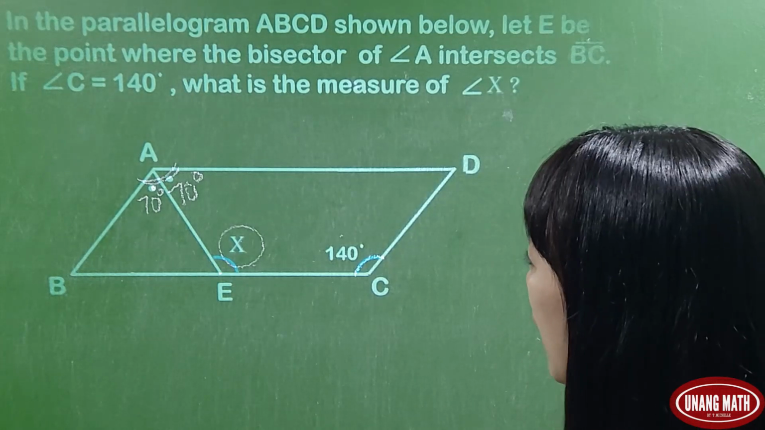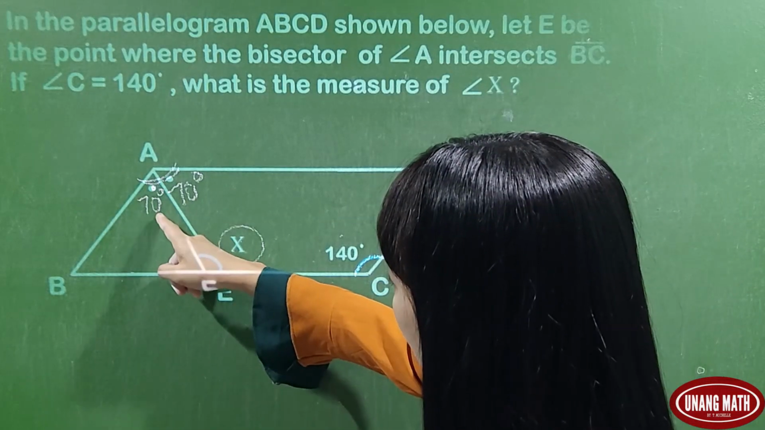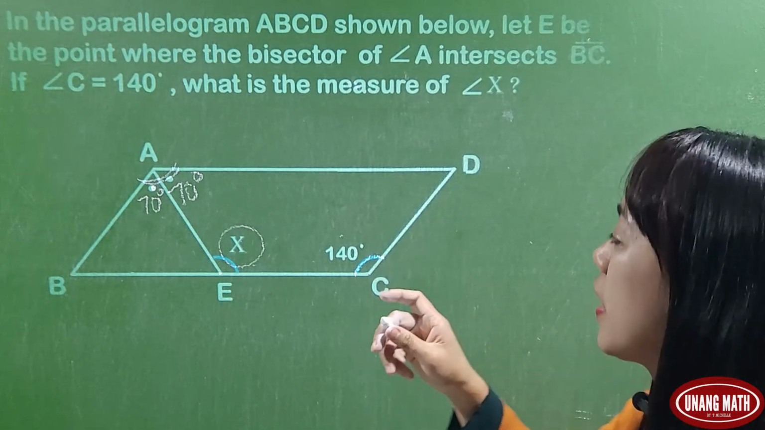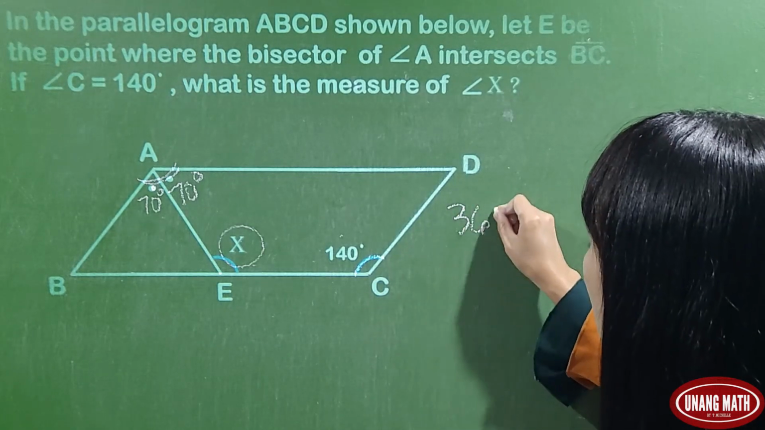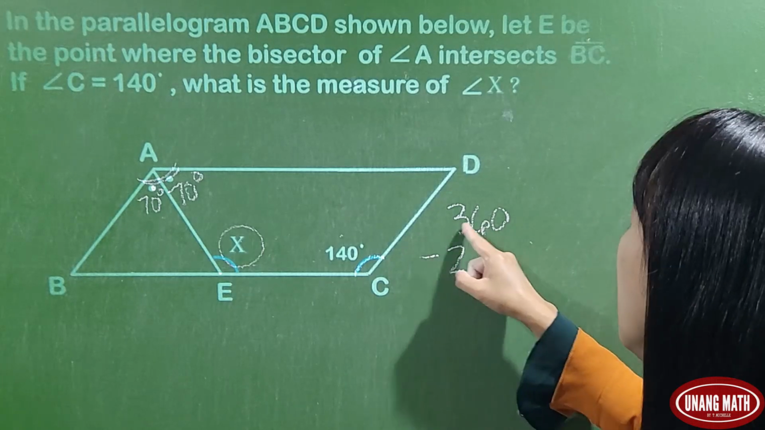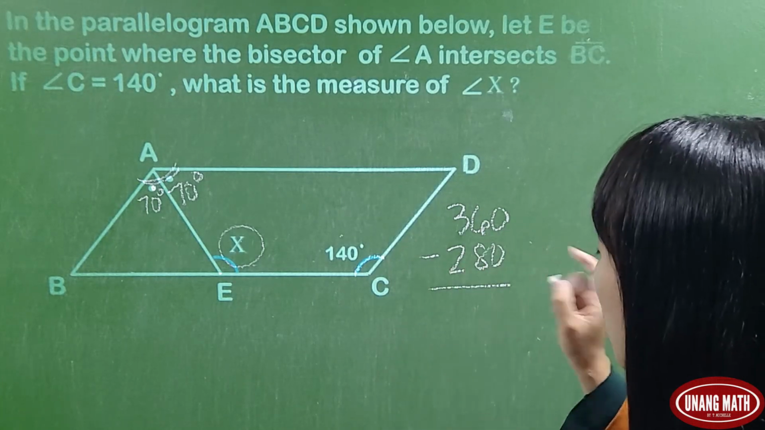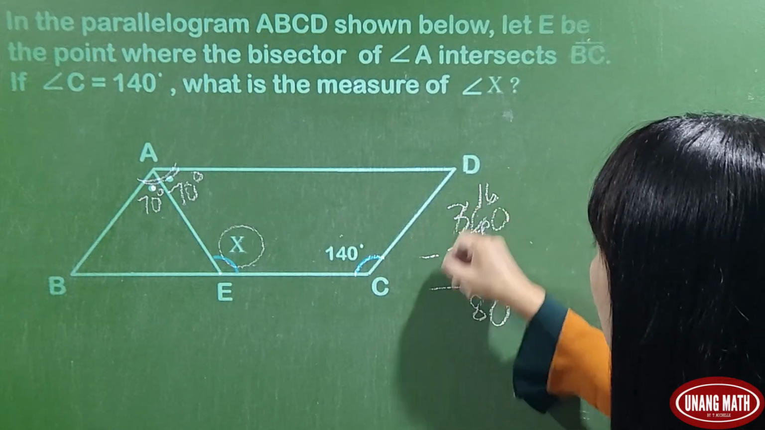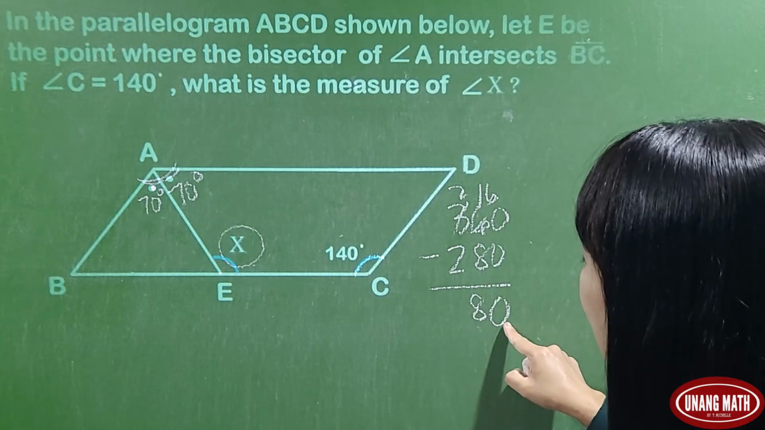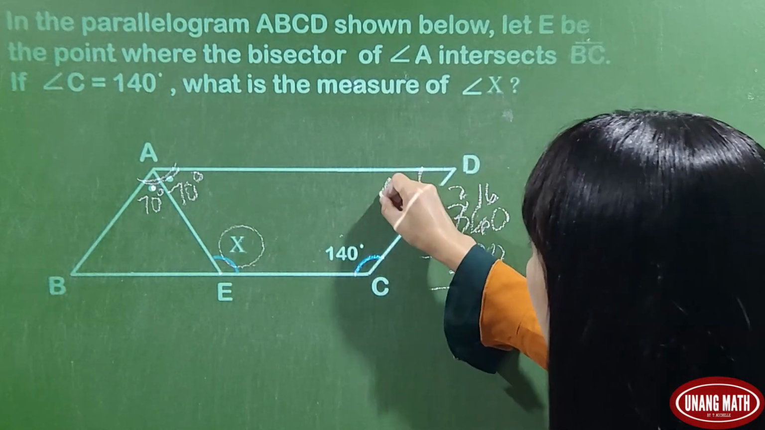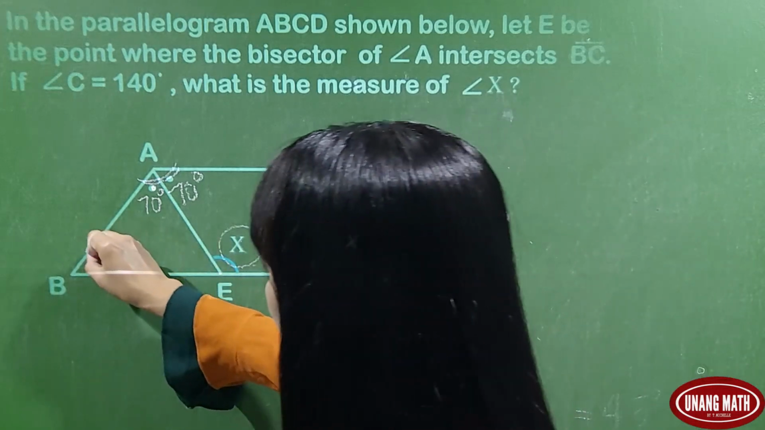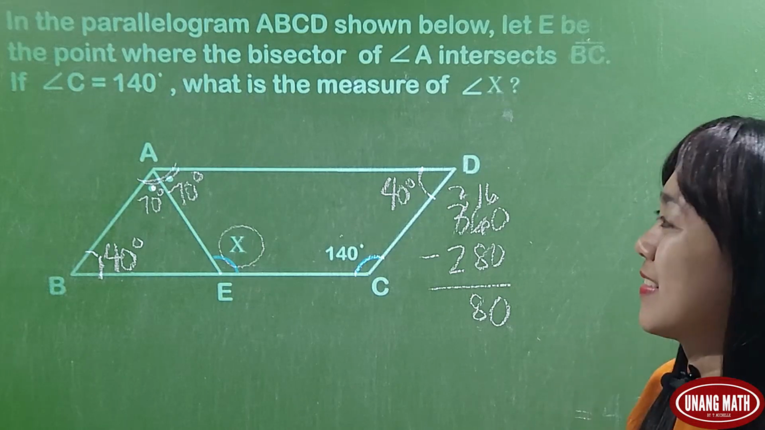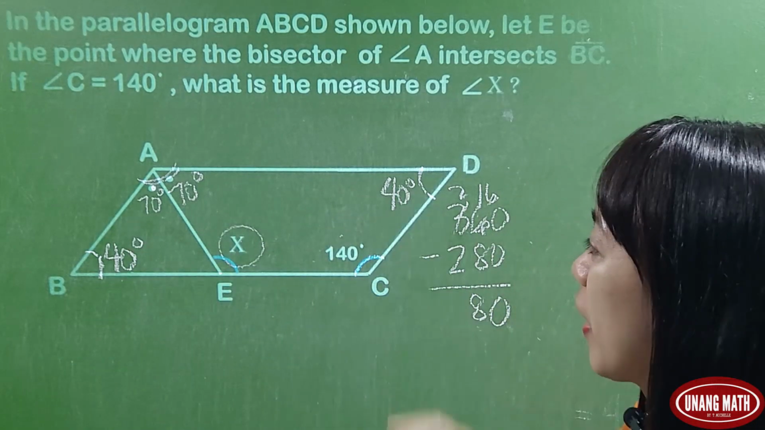Now, 140 plus 140 is 280 degrees. If we subtract, 360 minus 280, we have 80 degrees left. So that means this is 40 degrees. This is also 40 degrees because these are opposite angles and they are equal in measure.